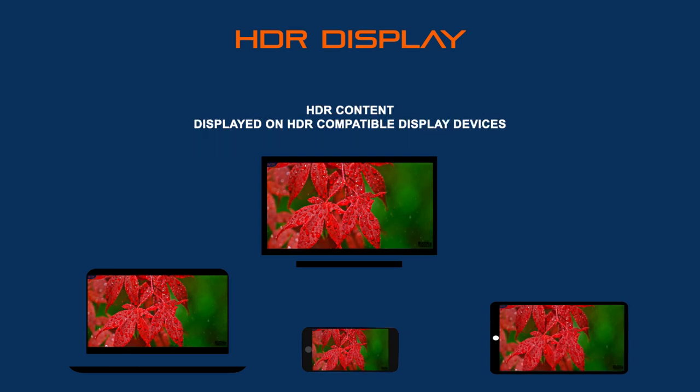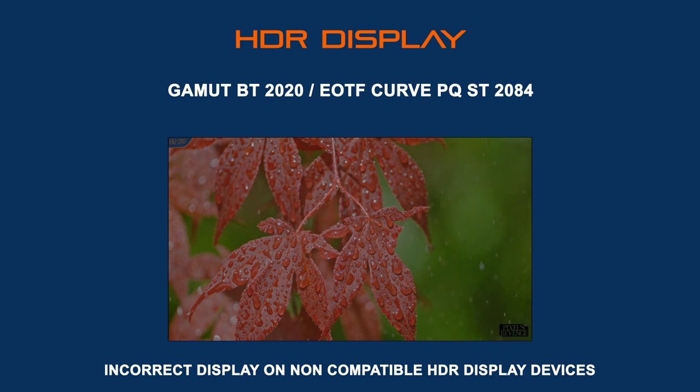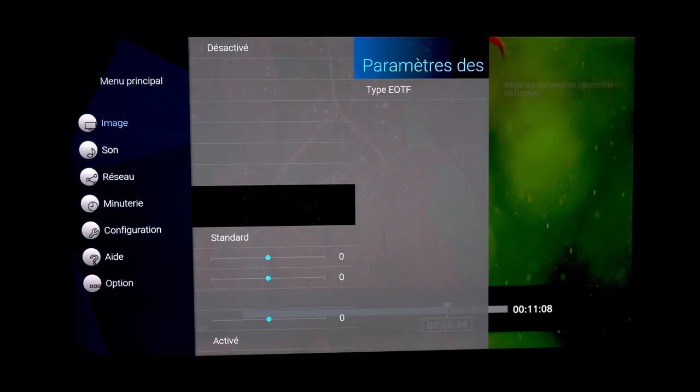So your display device has to recognize the color volume and the transfer curve. If it's not the case, your image won't be displayed correctly. You probably already faced that kind of case, when you have an image like this one, a bit milky, not contrasted. It's because the color volume or the transfer curve is not recognized. It's useless to fight with a remote control to adjust saturation, contrast or whatever. It's just because the image is not decoded correctly.